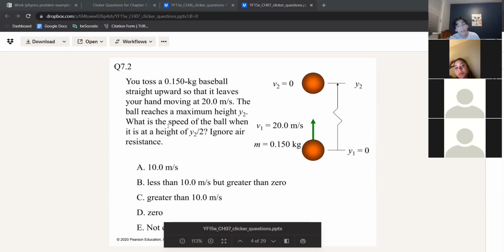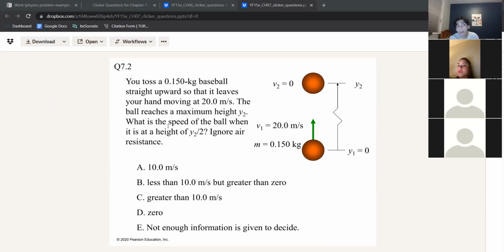Yeah, I got you. You toss a 0.150 kilogram baseball straight upwards so that it leaves your hand moving at 20 meters per second. The ball reaches a maximum height of y2. What is the speed of the ball when it is at a height of y2 divided by 2, ignoring air resistance?